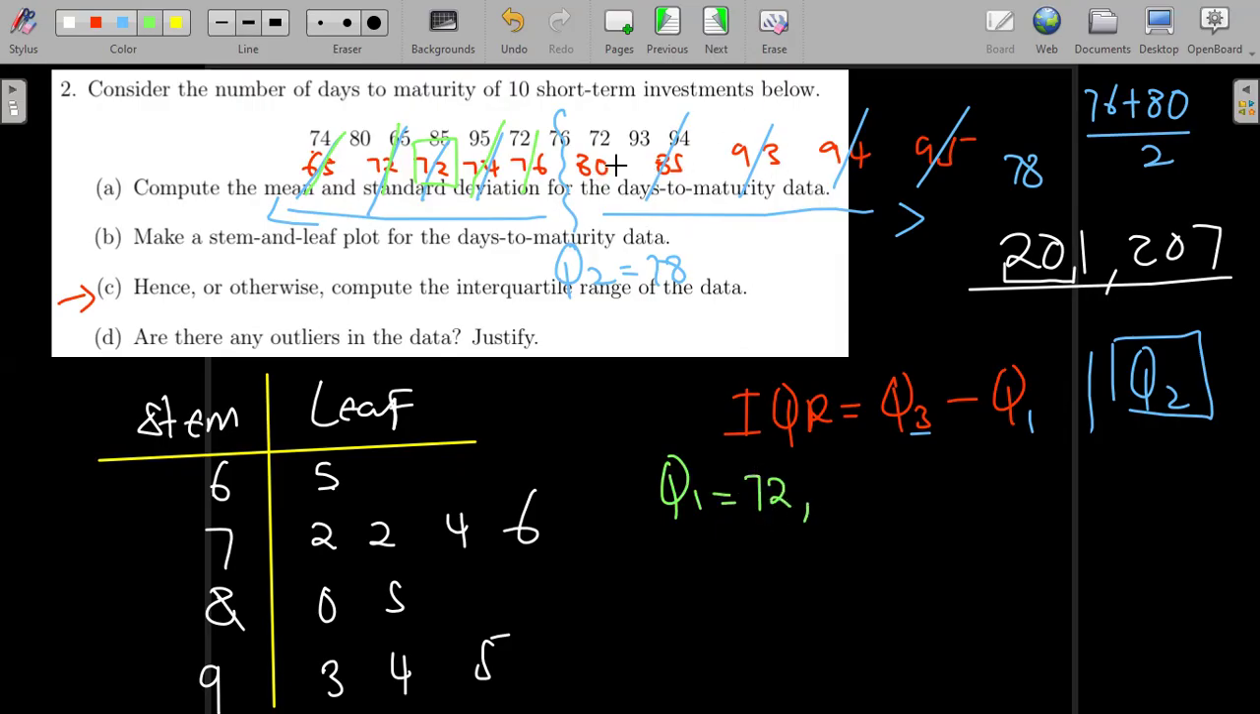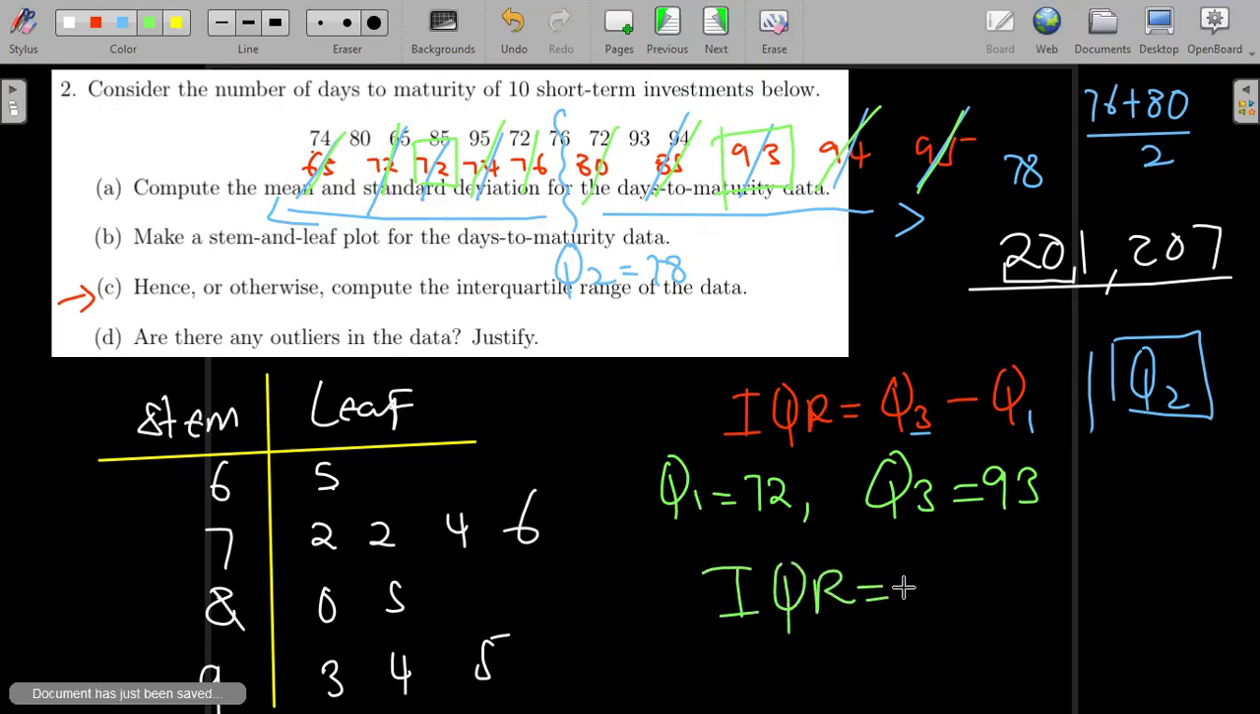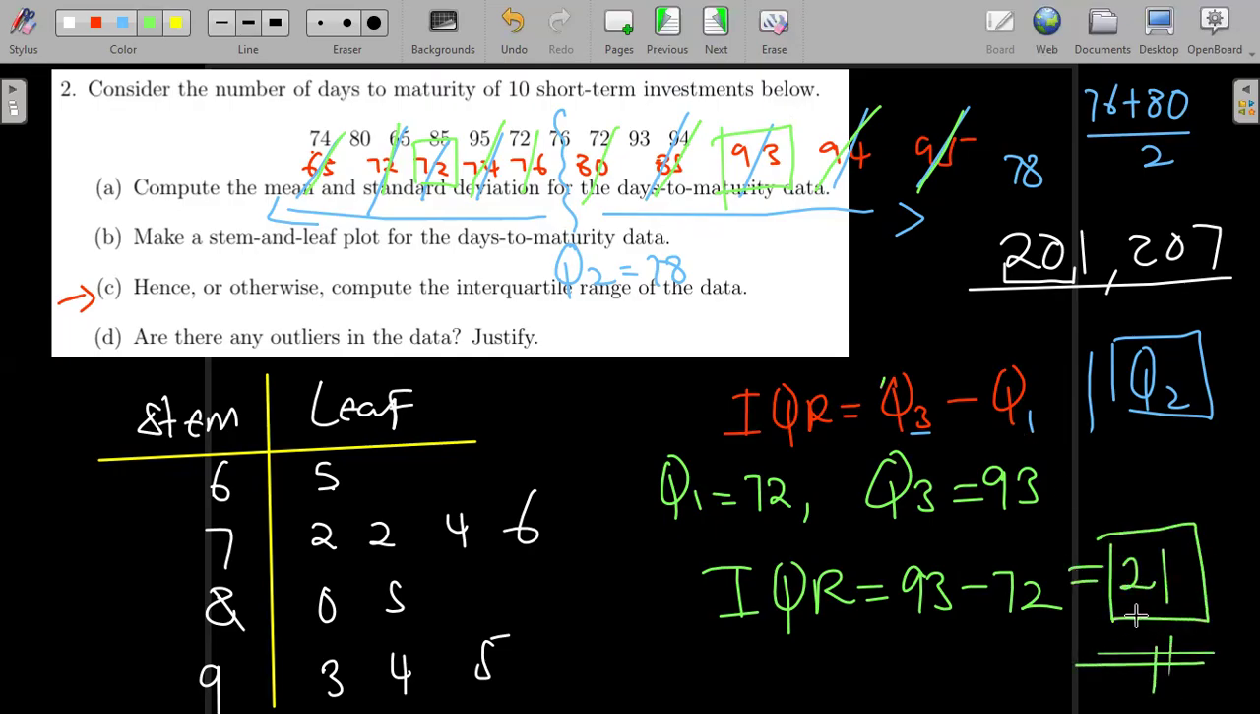And then I go to the upper half, I cancel 80, I cancel 95, cancel 85, cancel 94, I remain with the 93. So it means Q3 is equal to 93. So this will mean that the interquartile range will just be equal to 93 minus 72. So 93 minus 72 is going to give me 21. So 21 is my interquartile range. That's my interquartile range.